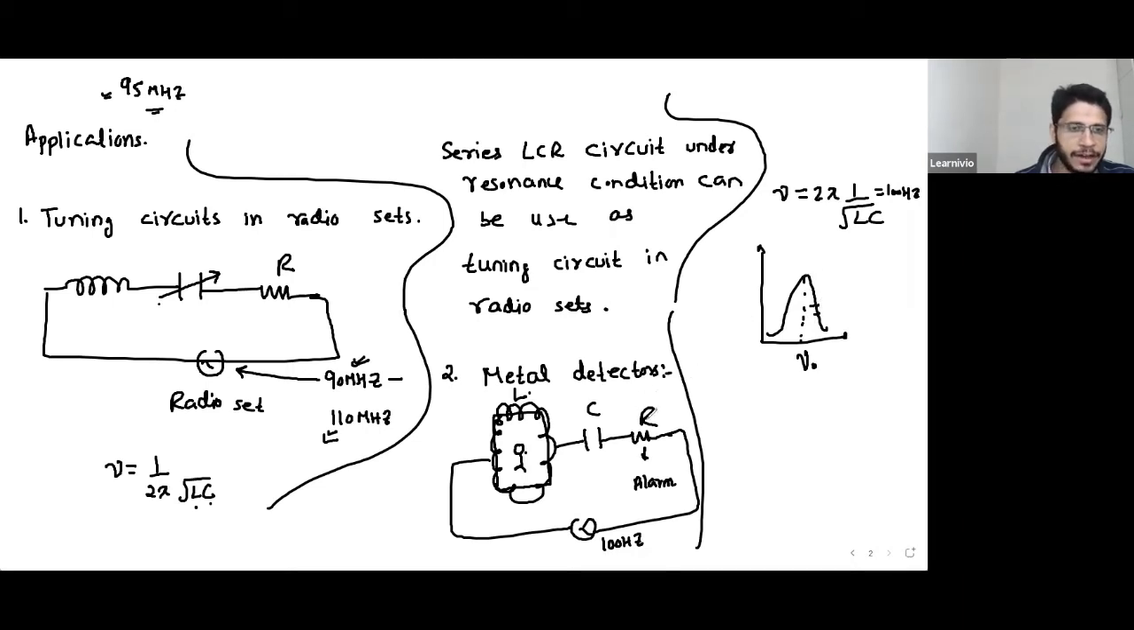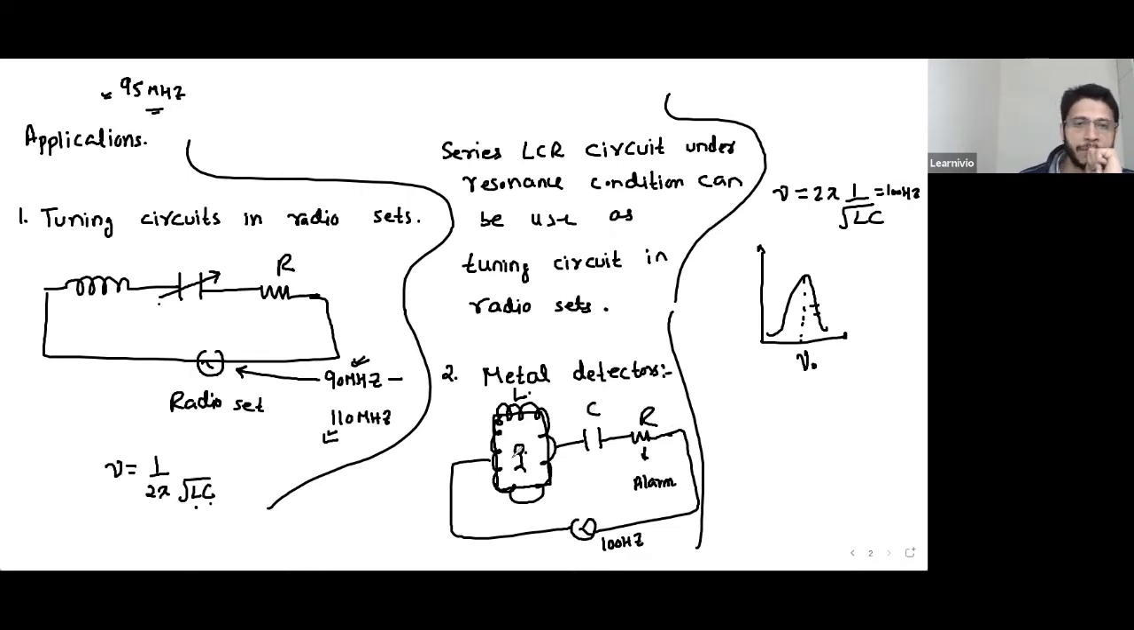This alarm detects this change in value of current. So as your current falls from maximum to a lesser value, this alarm gets activated. So the alarm in a metal detector basically detects the change in resonance frequency.